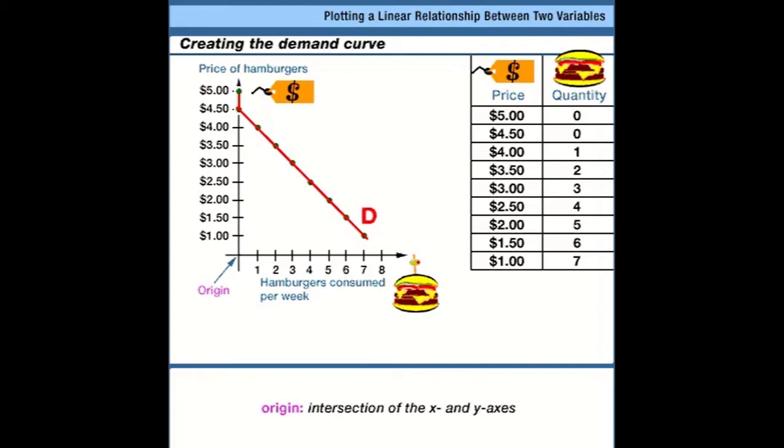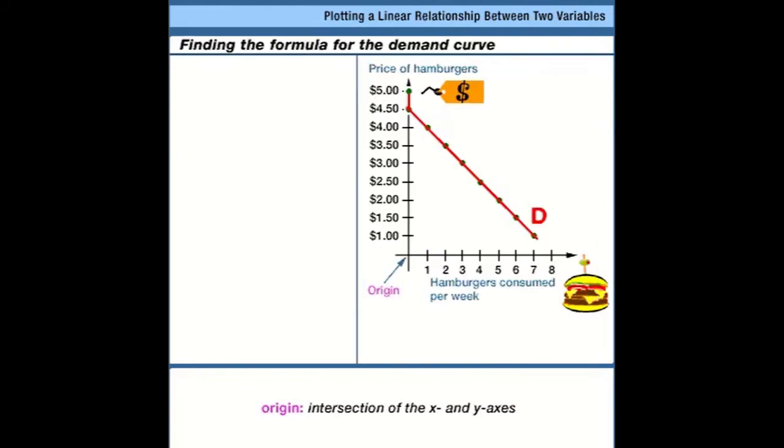Now, if I want to, I can write down the formula for this demand curve, and I'm going to go ahead and do that. I knew the formula before we started because I used the formula to form the tables. The formula for Bob's demand curve is this. The price, that is, the vertical axis variable, is equal to $4.50, which is the price at which Bob will buy no hamburgers, minus 50 cents times the quantity of hamburgers that Bob buys.